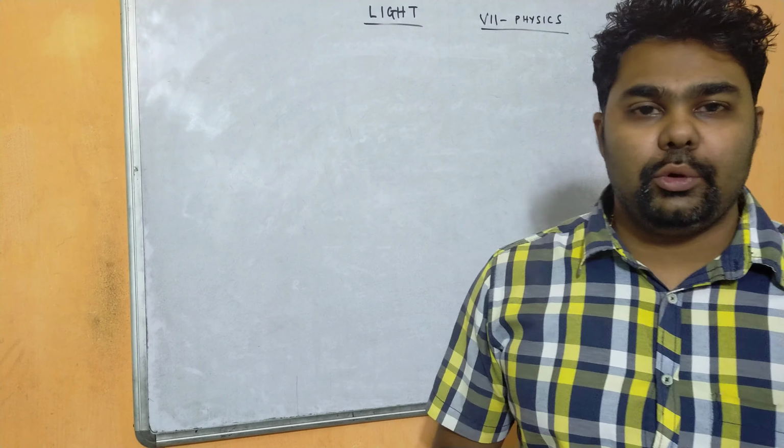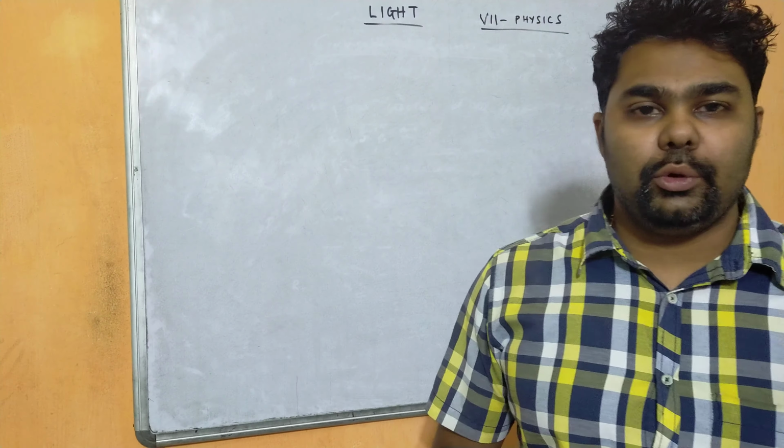Whenever light falls on any object, that light gets reflected and comes to our eyes, and our eyes send an electrical impulse to our brain, and our brain can recognize what we are looking at or seeing, right? So what is light? Light is a form of energy which helps us to see any object.